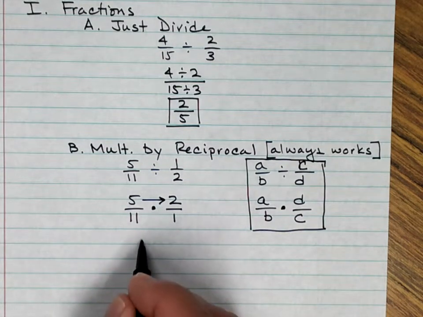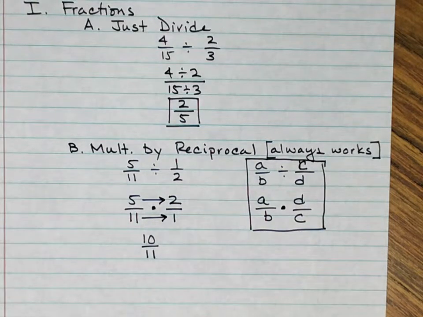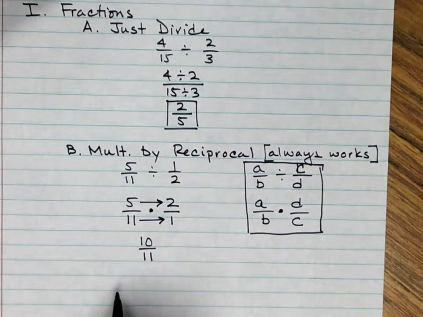5 times 2 is 10. 11 times 1 is 11. And there you go. If you try doing this with the just divide example, you can get 10/11s, but it takes a little bit extra effort. Let's try another one with a mixed number.